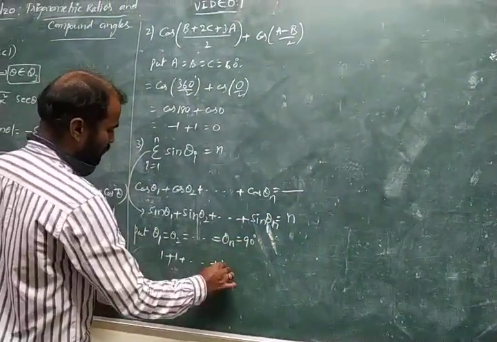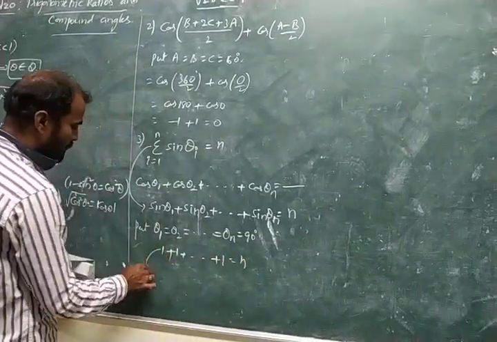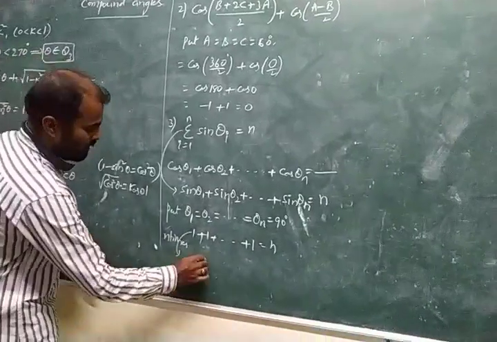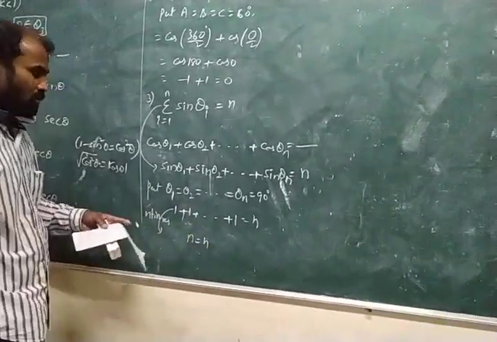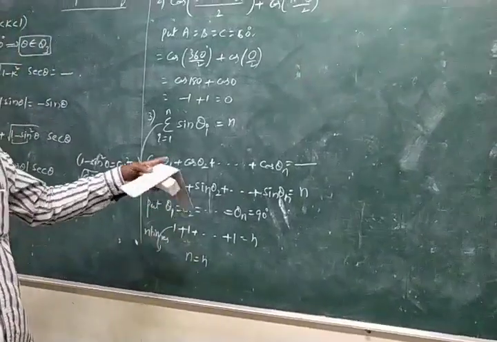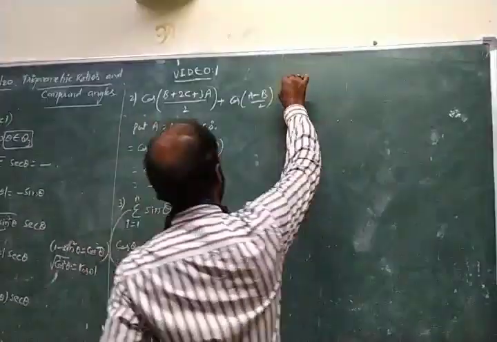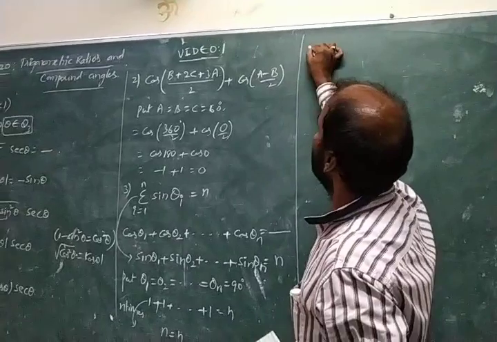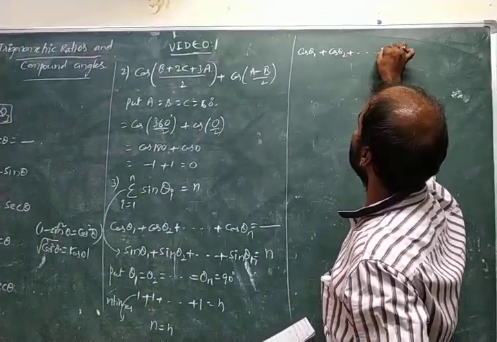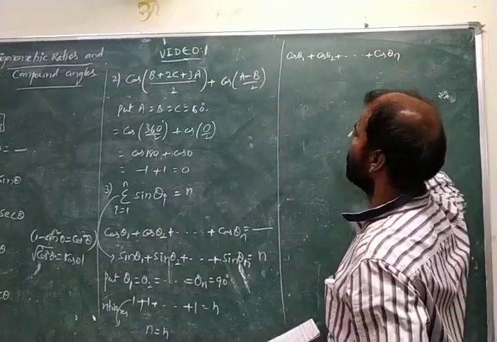Sin 90 is 1. That equals n. Here 1 is added n times, so by adding 1 n times we get n. So theta 1, theta 2, theta 3 and so on, theta n is 90 degrees. Substitute that value in the required value also. What is required? Cos theta 1 plus cos theta 2 plus and so on, cos theta n value will be required.